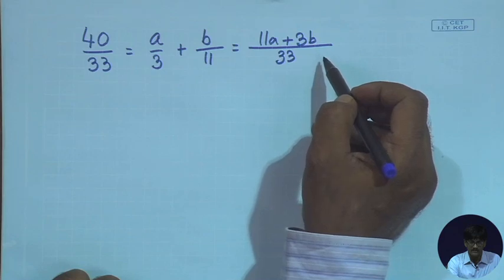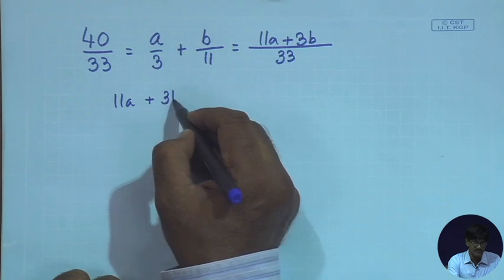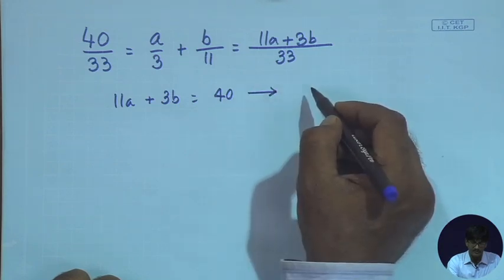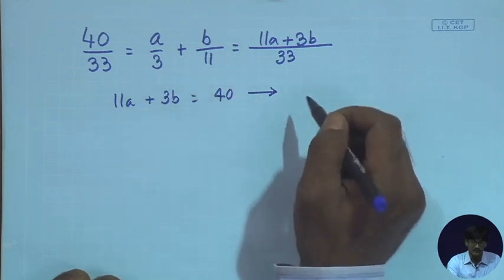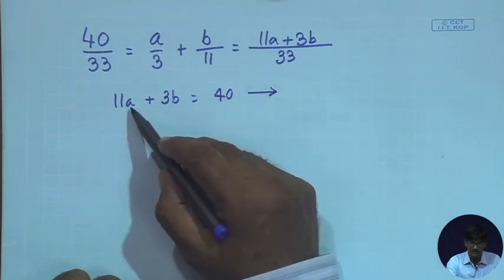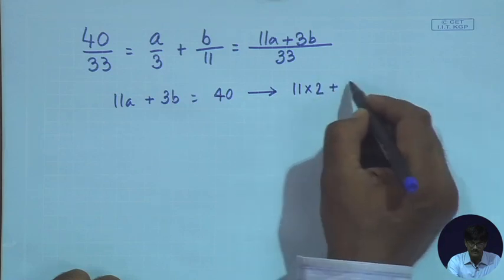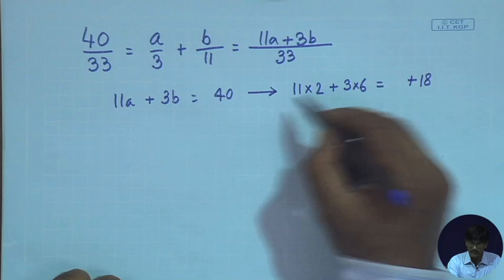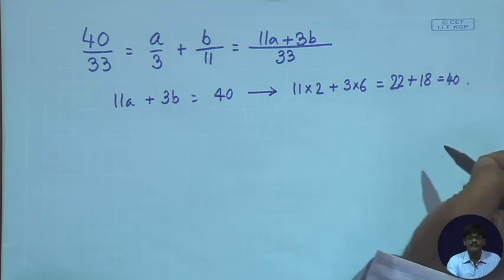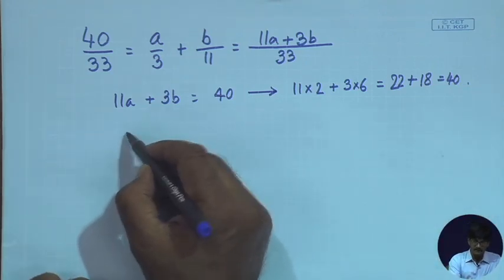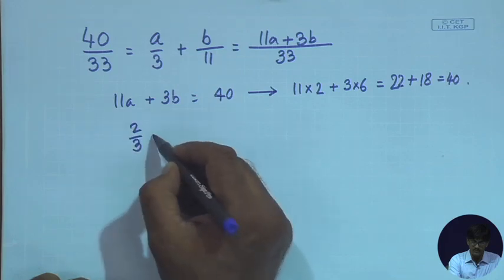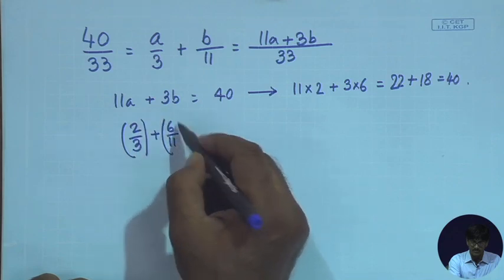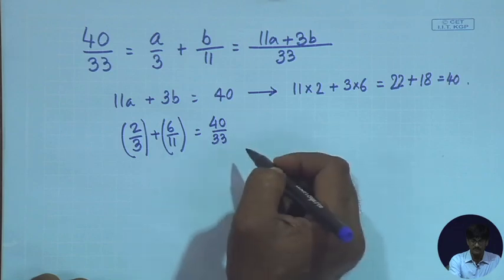So, this means that 11A plus 3B should be equal to 40, and by the method of trial and error, you can easily hit upon some solutions. This is basically the equation of a straight line. A and B have to be integers, so let me suggest, suppose A is equal to 2. So, 11 into 2 plus 3 into 6, how much does it give us? 3 into 6 is 18 plus 22 equals 40. So, this means that if A is equal to 2, 2/3 rotation plus 6 by 11th of a rotation, these two separate rotations will give rise to 40 by 33 of a rotation.